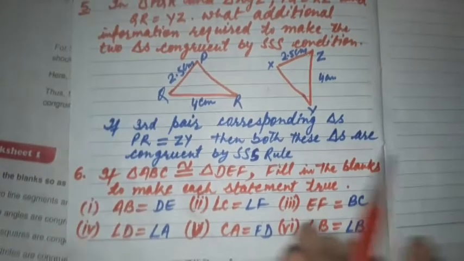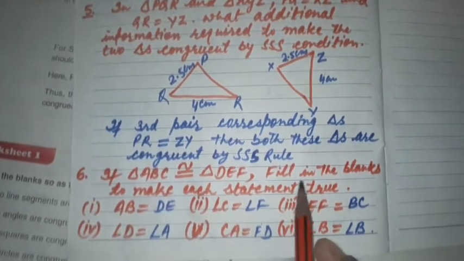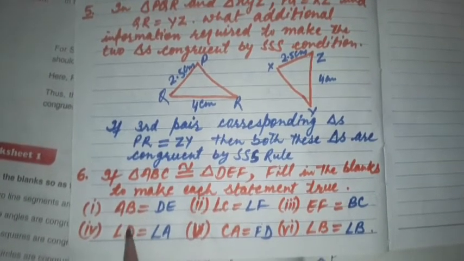Now the last question, question number 6. Triangle ABC is congruent to triangle DEF. We have to fill in the blanks according to this.